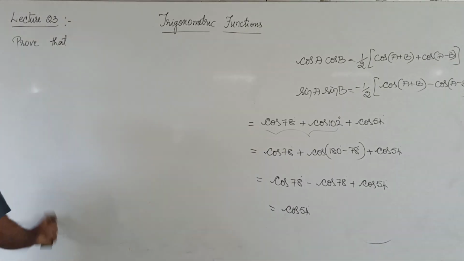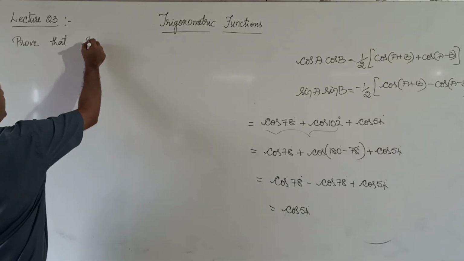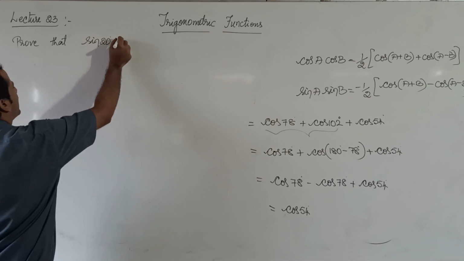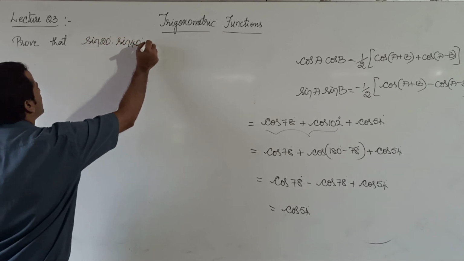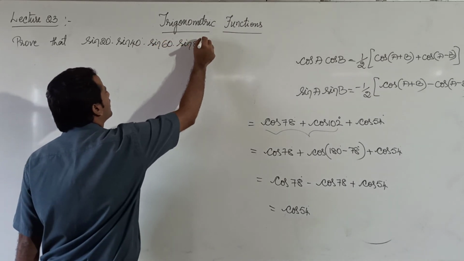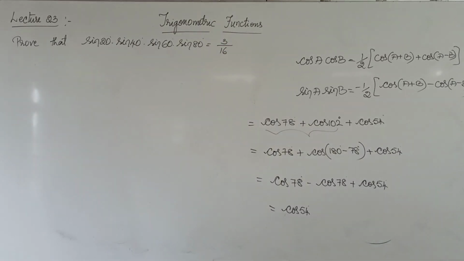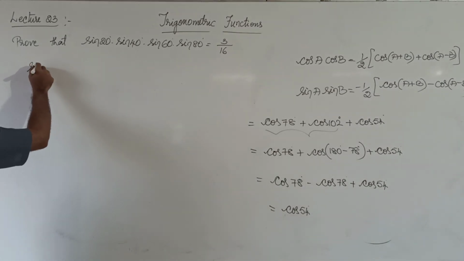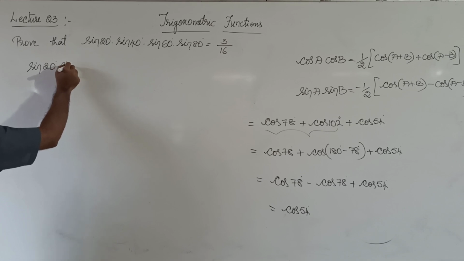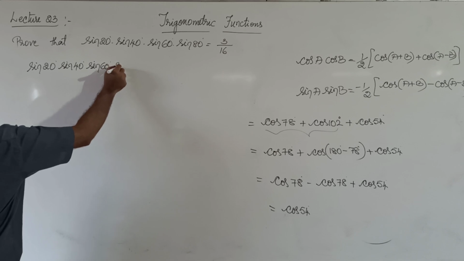Okay, let's look at the next question now. The next question is, prove that sin 20 degree into sin 40 degree into sin 60 degree into sin 80 degree is equal to 3 by 16. So sin 20, sin 40, sin 60 into sin 80 is equal to 3 by 16. Consider this: sin 20, sin 40, sin 60 into sin 80.